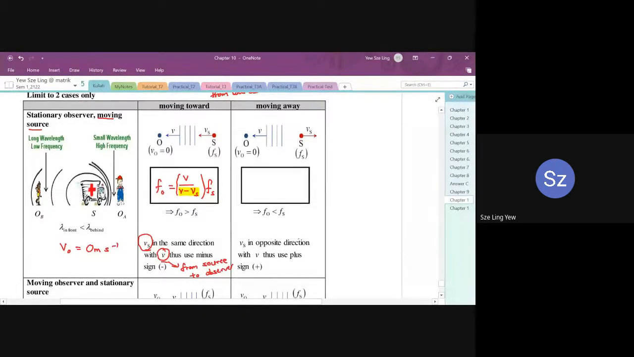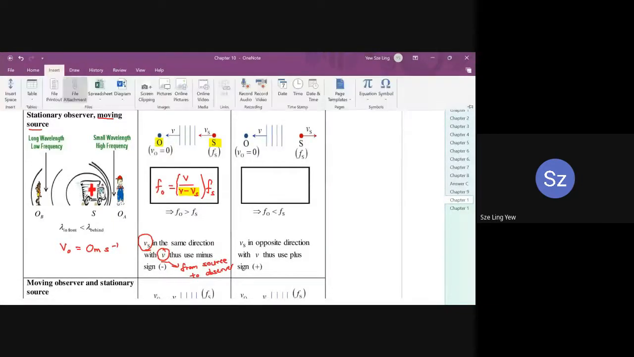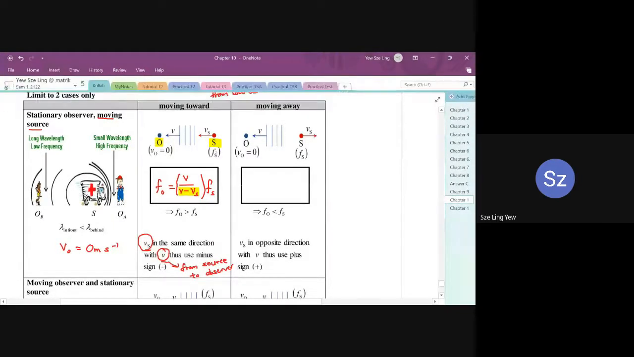This is regardless of the direction of motion; your source can move to the left or to the right, it doesn't matter. If you look at the diagram here, your source is on the right-hand side and the observer is on the left. Therefore, V is traveling from source to observer, so V goes to the left-hand side regardless of the motion. Even if your source is moving away, V is still going to the left because it's always from source to observer.